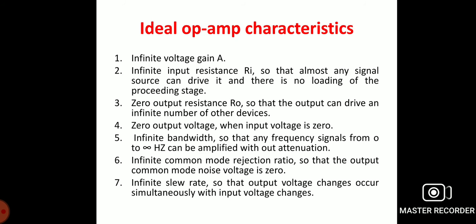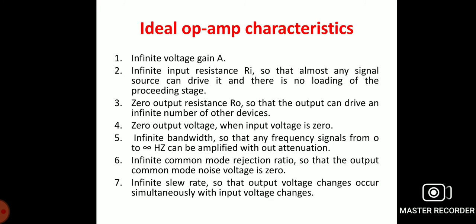Zero output voltage when the input voltage is 0. Infinite bandwidth, so that any frequency signal from 0 to infinity Hz can be amplified without attenuation. Infinite common mode rejection ratio, so that the output due to common mode noise voltage is 0. And infinite slew rate, so the output voltage changes occur simultaneously with the input voltage changes. So these are the ideal operational amplifier characteristics.